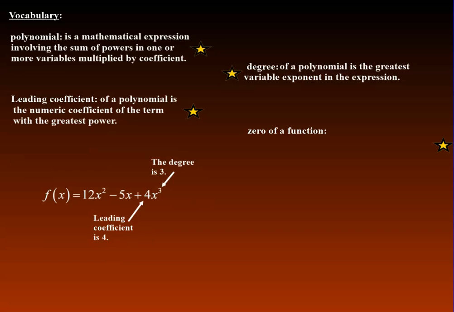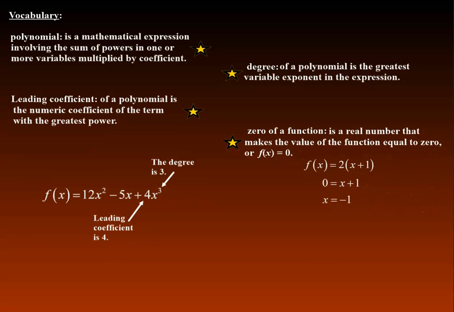And our last vocabulary word is the zero of a function. A zero of a function is a real number that makes the value of the function equal to 0, or f of x is equal to 0. Here's an example. We have f of x is equal to 2 parentheses x plus 1. We set the stuff inside the parentheses equal to 0, and then we solve it. The result that we get is the zero of the function.